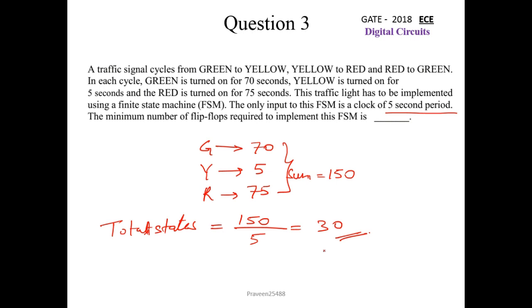Here, to make these 30 different states, or 30 different combinations of binary numbers, we will require at least 5 bits, which will give us 2 to the power 5, that is 32 combinations, which will fulfill these 30 combinations. To generate these 5 bits, we will require 5 flip-flops. So the minimum number of flip-flops required to implement this finite state machine is 5. So our answer would be 5.